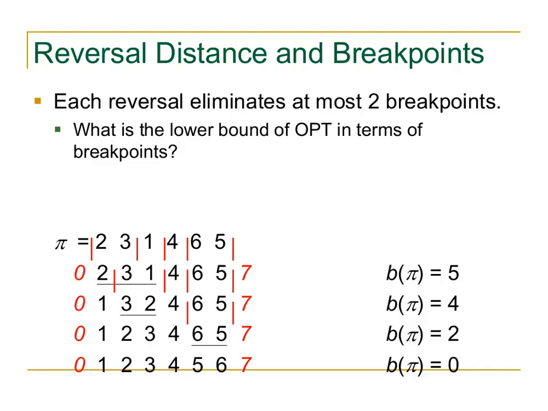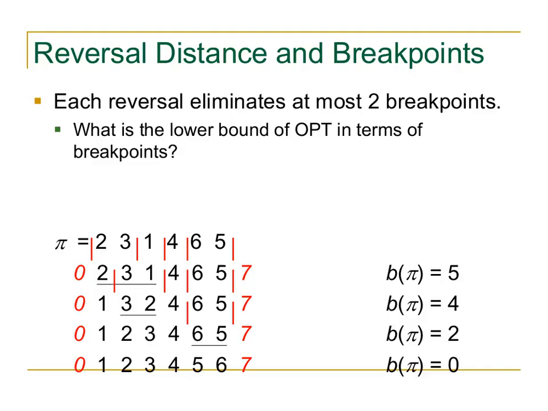Building on our standardized permutations with sentinel endpoints, let's explore how reversals interact with breakpoints. Each reversal can remove at most 2 breakpoints. As a result, the smallest number of reversals needed to sort any permutation, call it OPT, is at least half the number of breakpoints, rounded up. To see this in action, start with the permutation pi augmented by 0 at the front and 7 at the end: 0, 2, 3, 1, 4, 6, 5, 7. This extended sequence has 5 breakpoints.